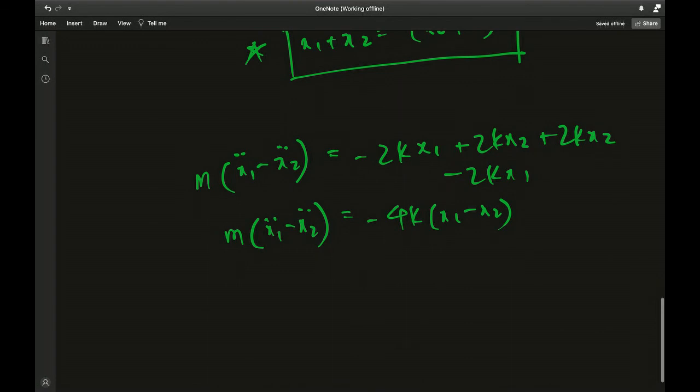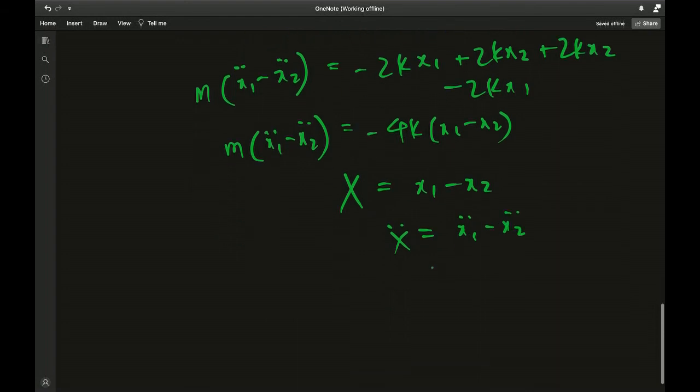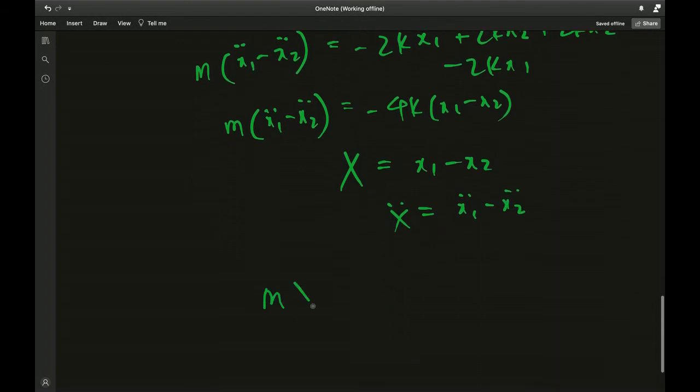Now notice this, we can do a slight variable change here. Let capital X equal x1 minus x2. So capital X double dot is x1 double dot minus x2 double dot, similar to the y case. So we have m times X double dot is equal to negative 4k capital X. So capital X double dot is negative 4k over m times X.